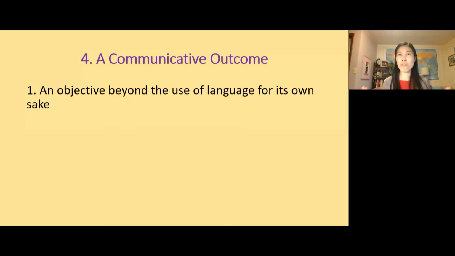Okay, so there are only 4 criteria, but for some reason, when I recite the criteria, it's difficult to remember all of them. So I'm going to stop here for a second to see if you can remember the 4 criteria that I just presented.